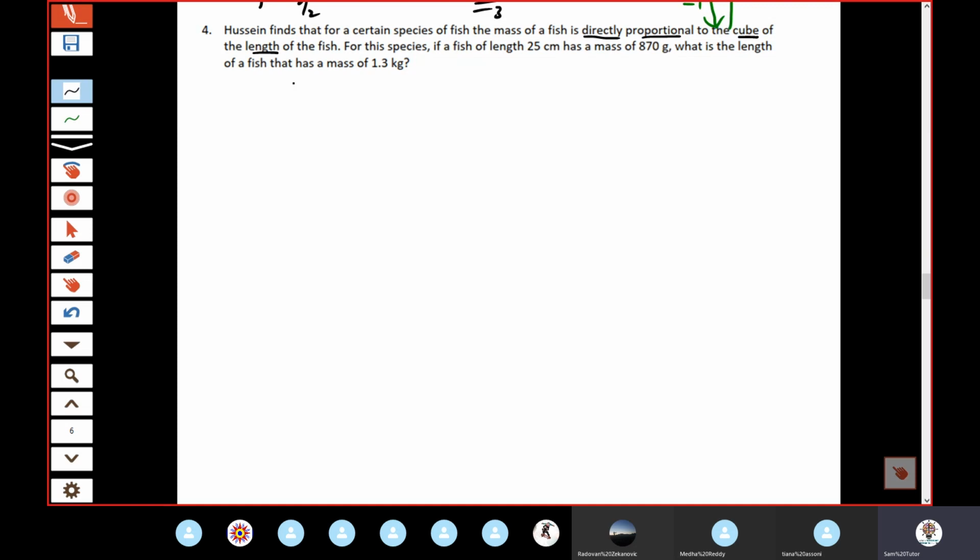The scientist finds that for a certain species of fish, the mass of a fish is directly proportional to the cube of the length of fish. So what's the formula we need? Directly proportional to the cube of the length of fish.